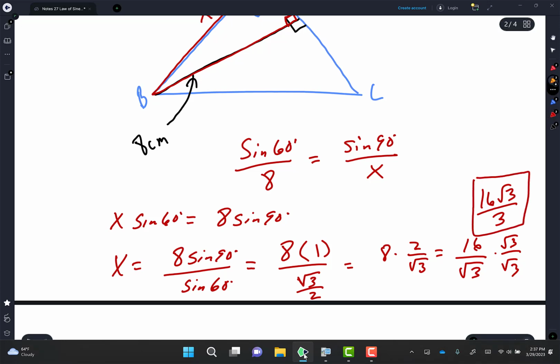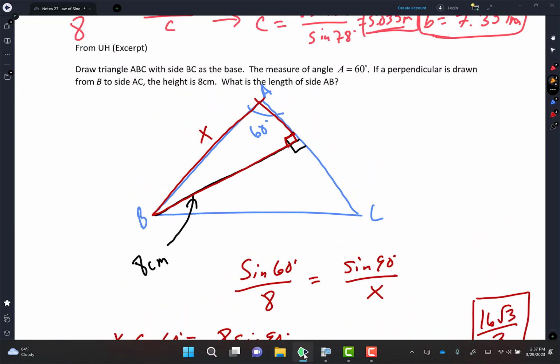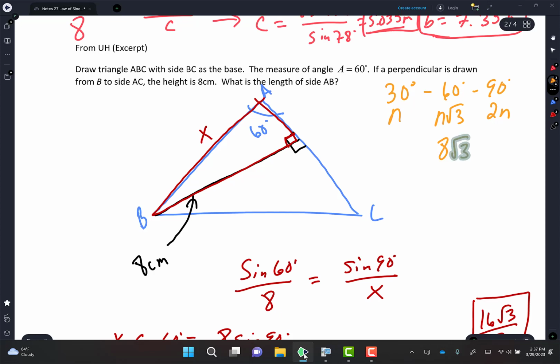I'm going to do it in burnt orange for those that want to go to UT. All right. If you had realized this is a 30-60-90 triangle, and when you were in geometry, or maybe this class, you remembered that the properties are n, n square root of 3, and 2n. Do you remember that from your geometry days? So I know that the long leg is n square root of 3, so I would have put 8 right here. Just 8.